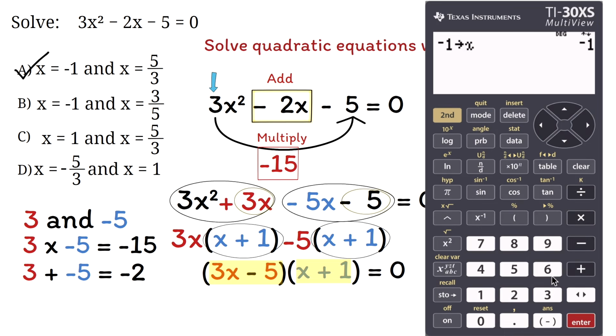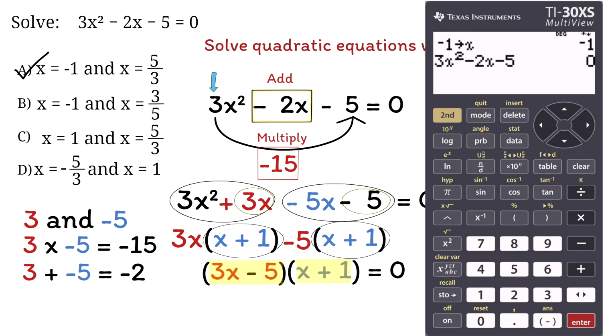After storing negative 1 for x, we can just test to see if the left side of our equation will give us 0. We input it in the calculator. Since we got 0, it means x equals negative 1 is a solution. This eliminates options C and D.